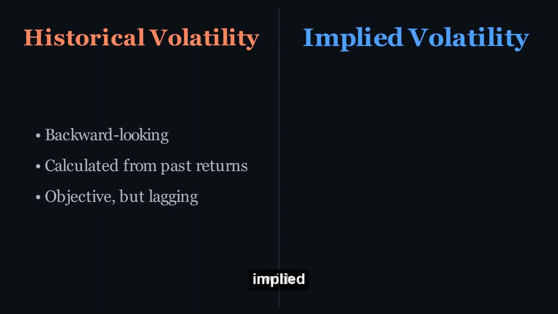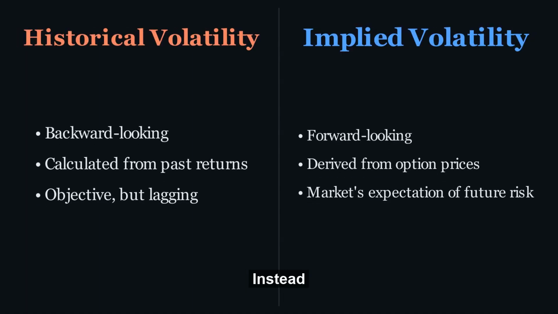Now, contrast this with implied volatility. Instead of looking at past prices, implied volatility is extracted from the current market prices of options contracts. It represents the market's consensus forecast of an asset's future volatility over a specific period. This makes it inherently forward-looking. When option prices rise, implied volatility rises, signaling increased expected future uncertainty, even if the underlying asset hasn't moved much historically. This dynamic makes implied volatility a crucial real-time indicator of market sentiment.